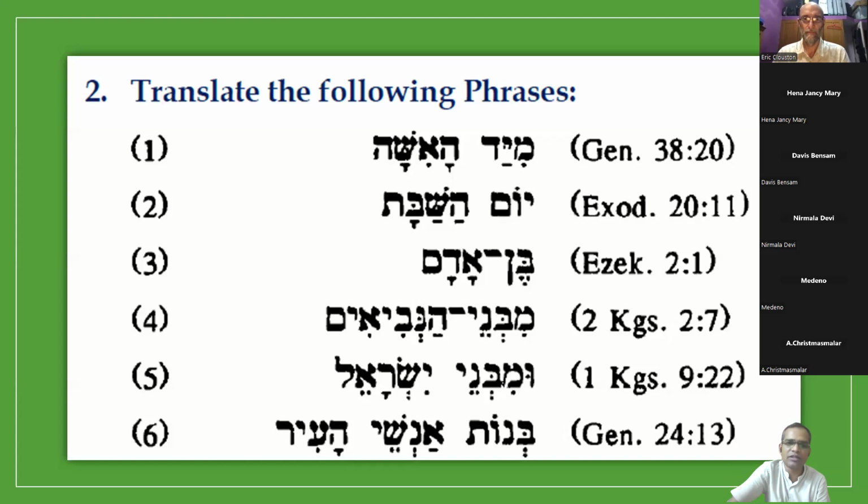So Ben is in the construct state. How do you know that? Because sere has shortened to segol. Super. Fantastic.